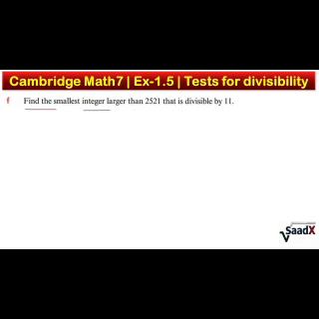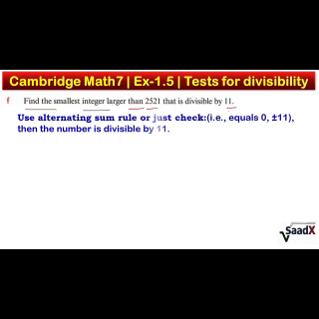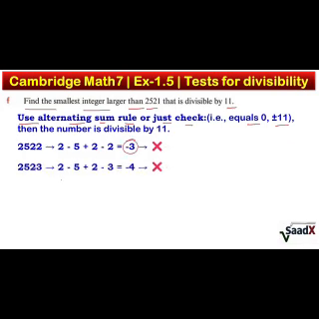Find the smallest integer larger than 2521 which is divisible by 11. It's a similar thing. We use the alternating sum rule: the result should be equal to 0 or plus or minus 11, then the number is divisible by 11. So look, 2522. Once we make the alternating sum, the result is minus 3, so it's not divisible by 11. Let's check the next one: 2 minus 5 plus 2 minus 3 equals minus 4. It's also not divisible by 11.